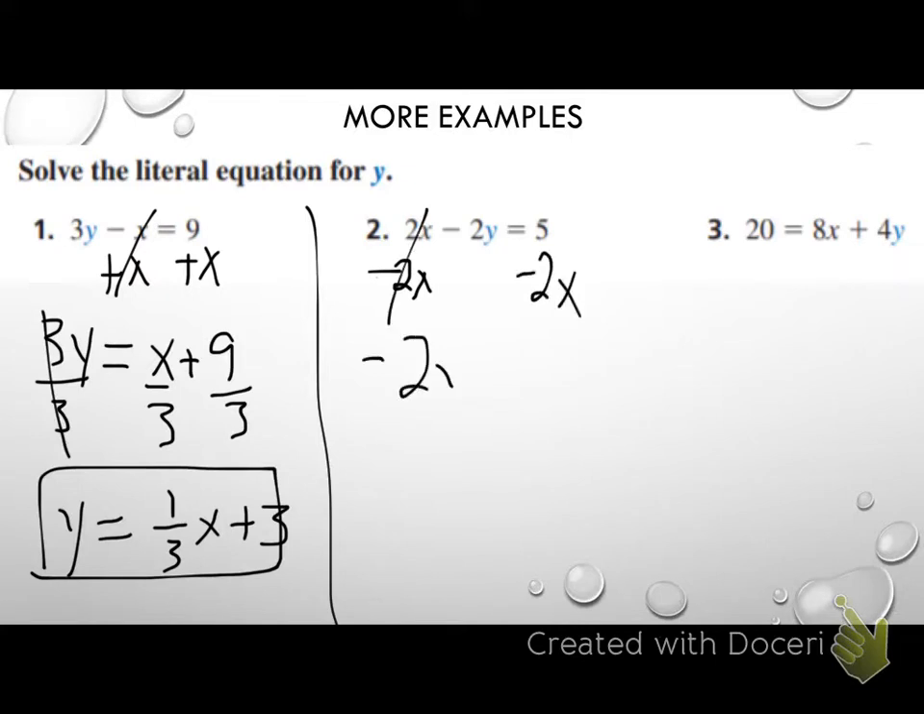So on the left, I get negative 2y. That minus 2y makes my 2y negative. Can I combine 5 and negative 2x? No. So I write it as negative 2x plus 5, or 5 minus 2x, whichever you prefer. Questions on that step so far?